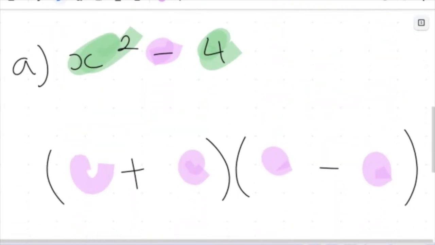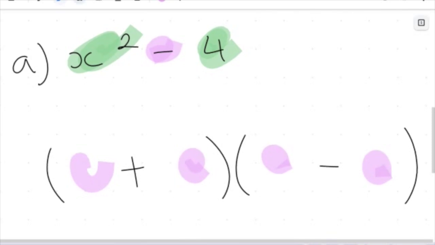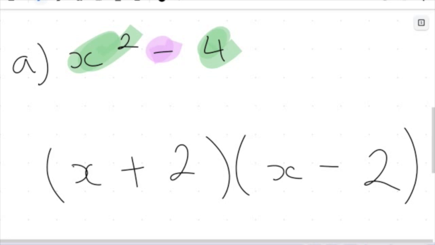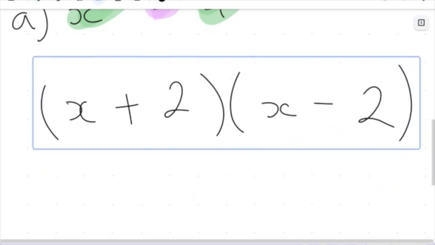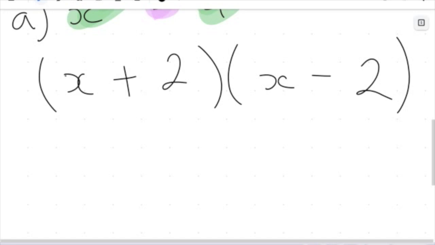So x squared is a perfect square because 2 terms can multiply to give me x squared. And 4 is a perfect square because 2 of the same numbers can multiply to give me 4. So my square root of x squared is going to go here, and my square root of 4 is going to go here. Now 2 is the square root of 4. X is the square root of x squared. This is using the patterns that we've observed and going backwards, how we can factorize perfect squares.